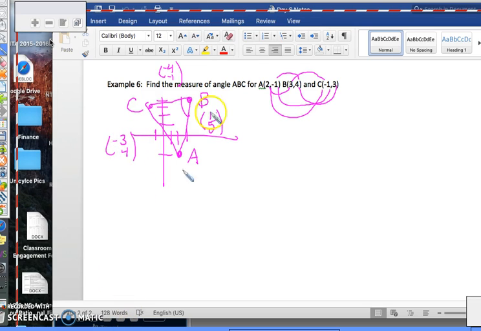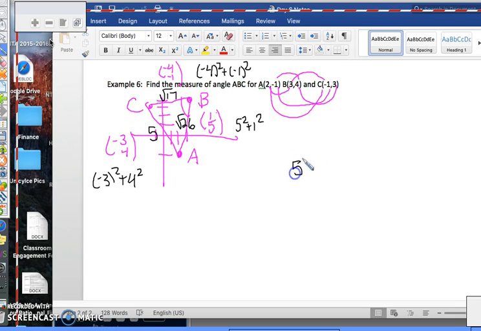And now we could find the distance of all these. So 5 squared plus 1 squared, so this side's the square root of 26. Negative 3 squared plus 4 squared, well, that's going to be 5. Negative 4 squared plus negative 1 squared, square root of 17. So if we want to find this angle, we're going to start with that other side. So we got 5 squared equals square root of 17 squared plus square root of 26 squared, minus 2 square root of 17 square root of 26 cosine of B.